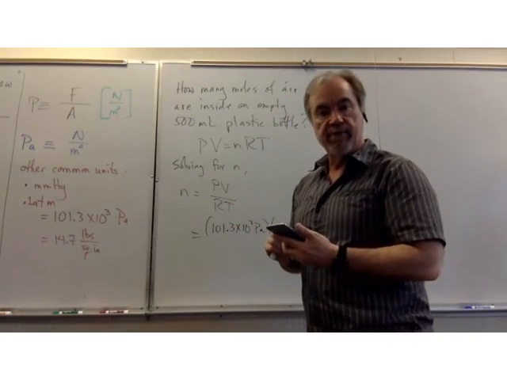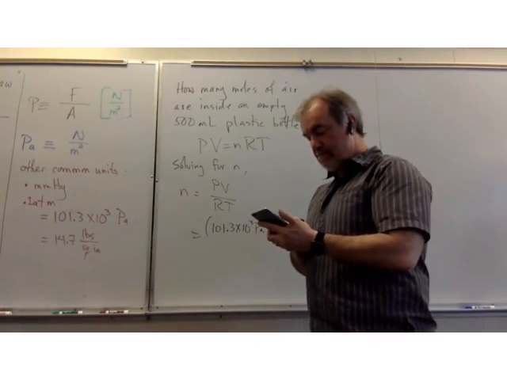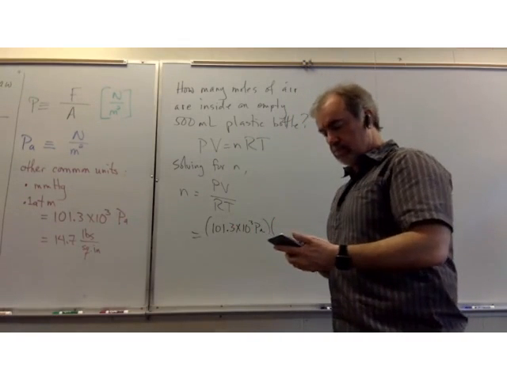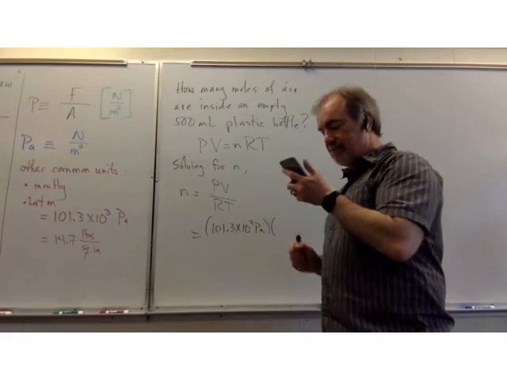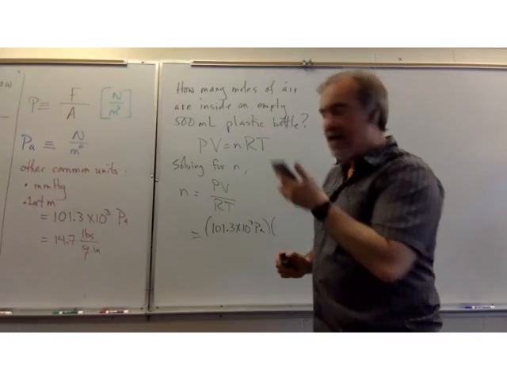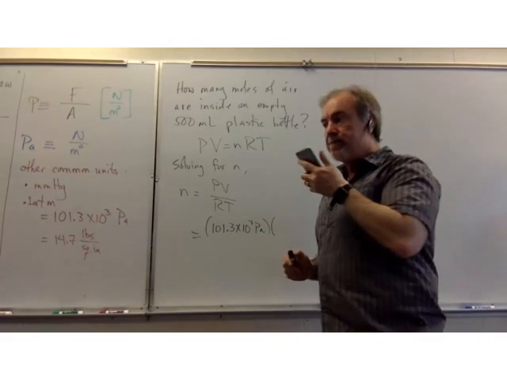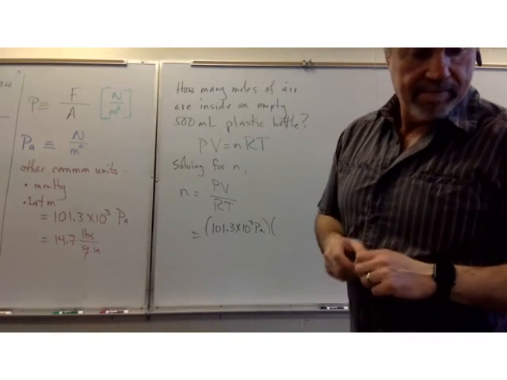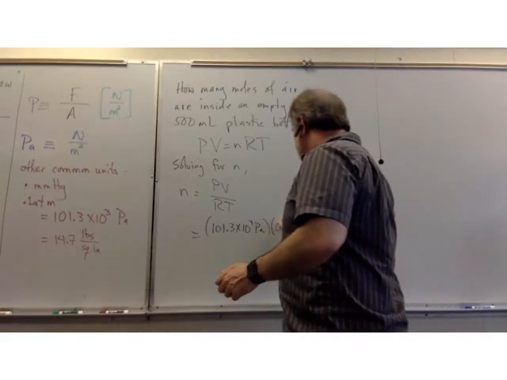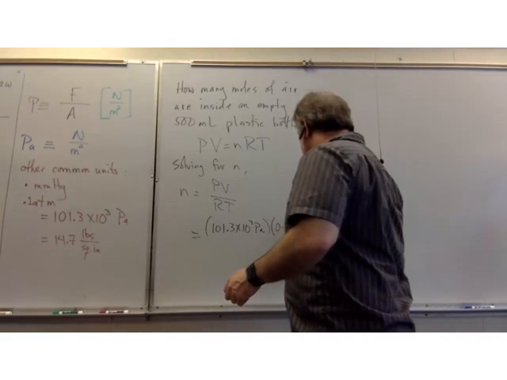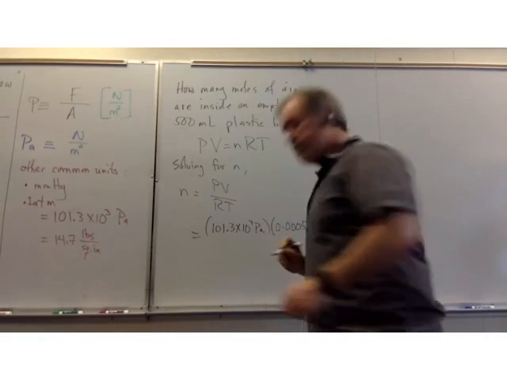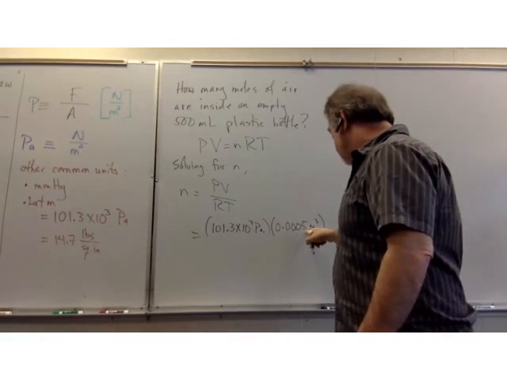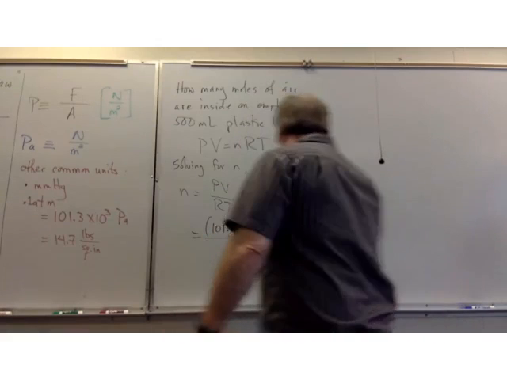Of course, by doing that, I just erased my number. What was it again? Sorry about this. How many cubic meters in 500 milliliters? That would be 0.0005 cubic meters. Okay.